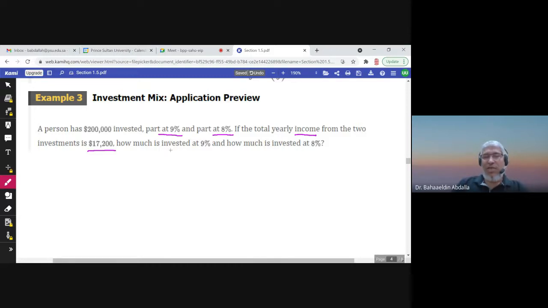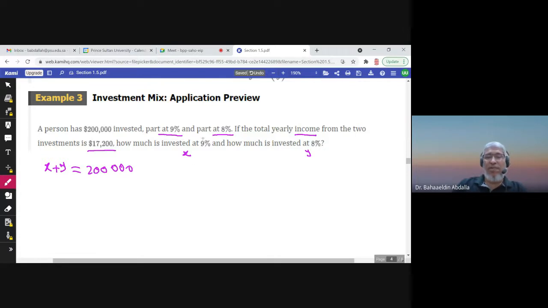Usually for the question, we give it variables. So we assume that the amount invested at 9% is X and the amount invested at 8% is Y. What do we know about the total investment? A person has $200,000 invested, some of it here, some of it here. So X here, Y here. So X plus Y is his total investment. The sum of the two amounts would be $200,000. So this is one equation. Now we try to find another equation, so we will have two equations in two variables.